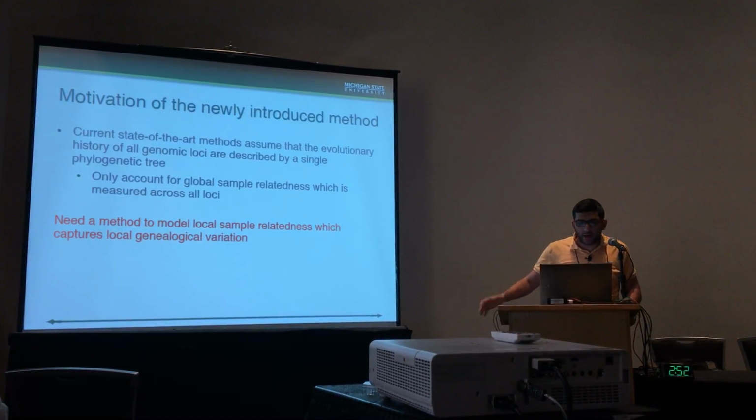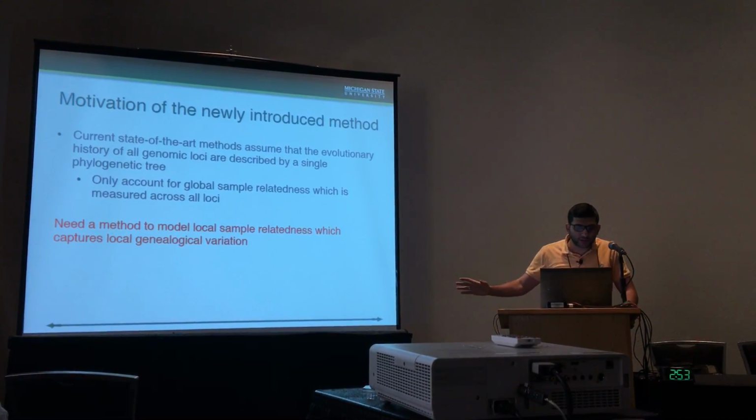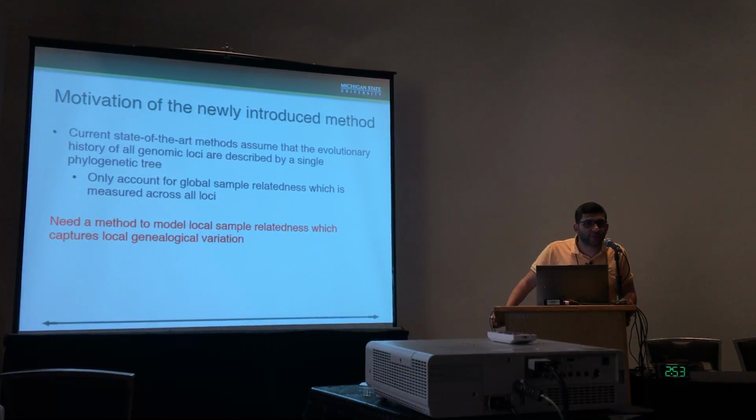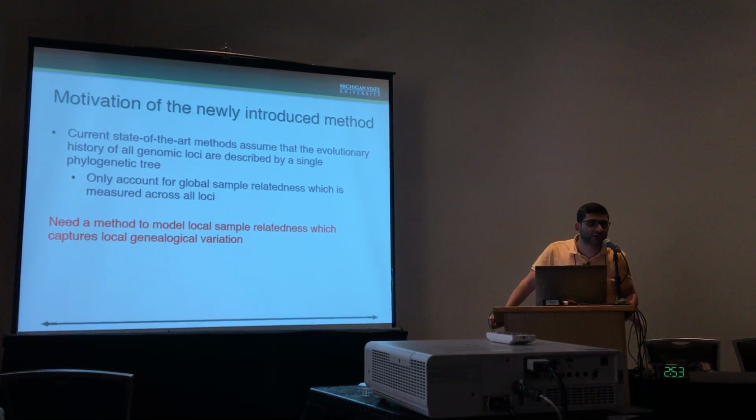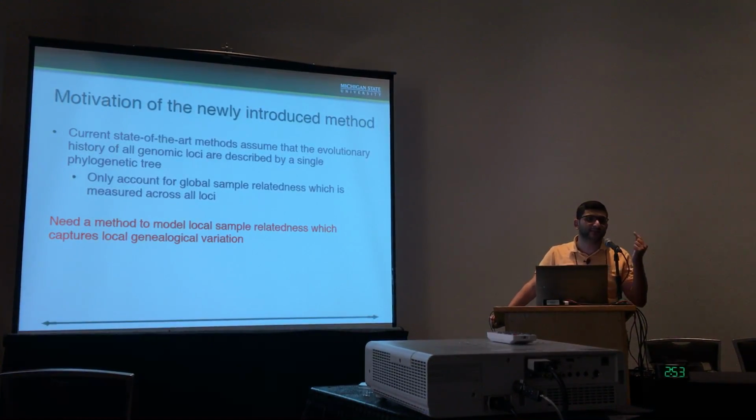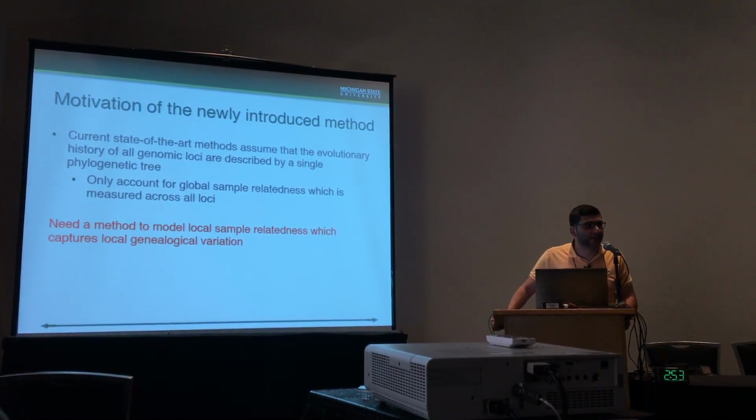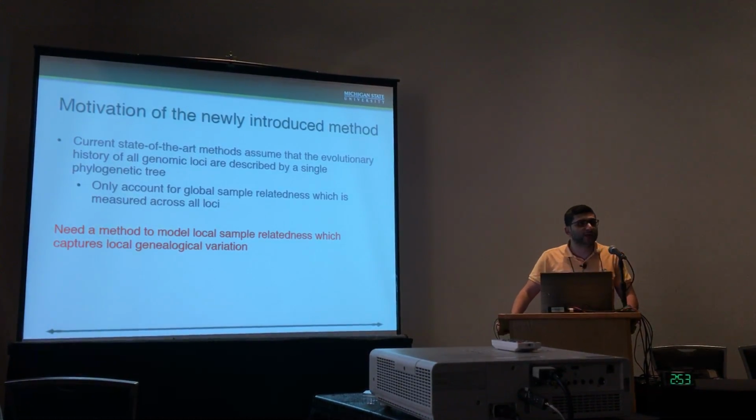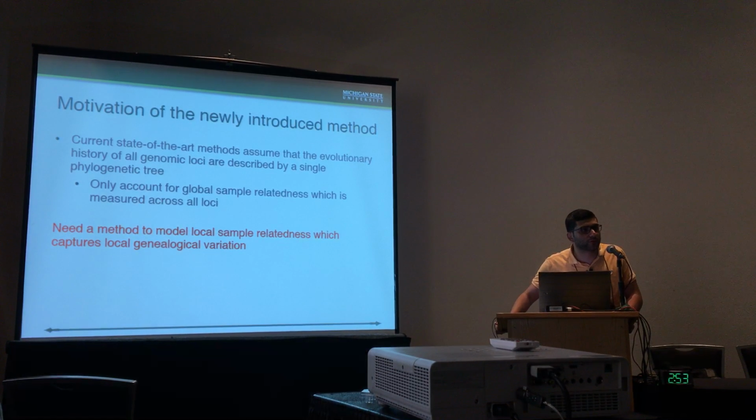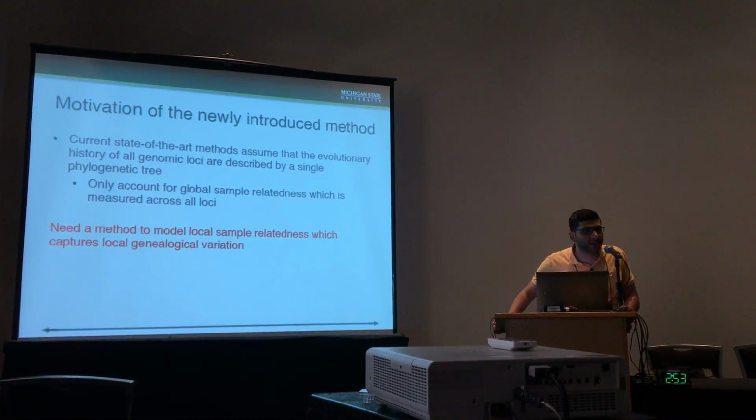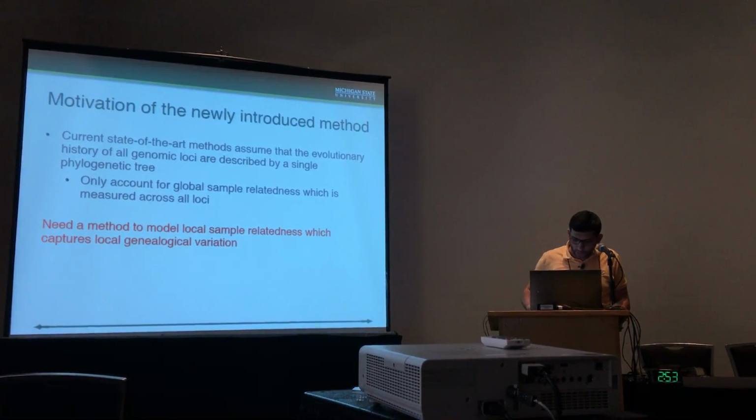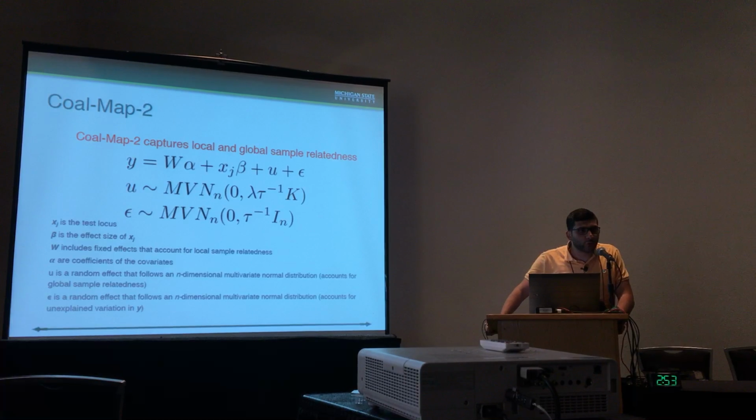This is where our method comes into play. So I'm going to talk a bit about the motivation of our newly introduced method. As I said, state-of-the-art methods assume that the evolutionary history of all genomic loci is described by a single phylogenetic tree. In other words, they only account for global sample relatedness, which is the sample relatedness measured across all loci. What we need is a method that accounts for both global as well as local sample relatedness. It should account for the introgressed as well as the non-introgressed regions. This is where Coal-Map-2 comes into place.